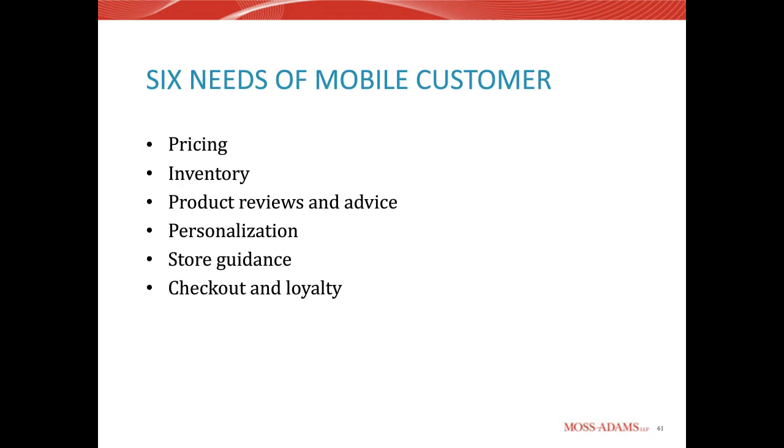Real quick, just the 6 needs of the mobile customer, as I see it. The pricing. So mobile's a transaction, right? It's not relational. It's not interactive. It's a transaction. So the pricing must be right. That's what's going to pull the trigger. Inventory, again, you have to have it. The great news is it's usually virtual. A lot of drop shipping from suppliers now, from manufacturers. The question is, how timely can the shipping be? How fast can it get there? The speed of delivery. Product reviews and advice. This is an interesting one.